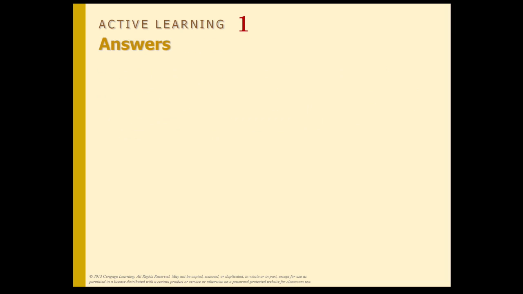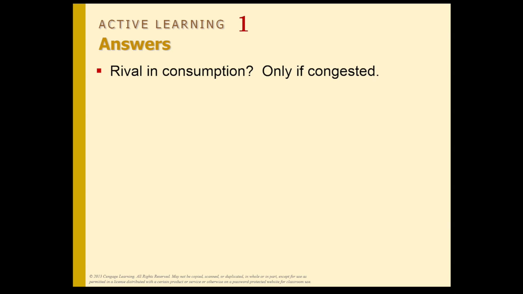All right, let's look at it. Here's a very interesting thing. Is it rival? Well, if the road is an empty road, then you getting on does not hurt my consumption of the road at all. However, if there's traffic, like the 405 in rush hour, then it is rival, okay? Is it excludable? Well, most roads are not excludable, but toll roads are, right? We can keep people off unless they pay a toll.